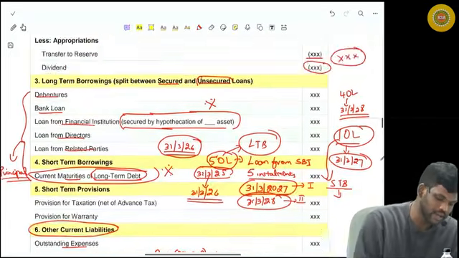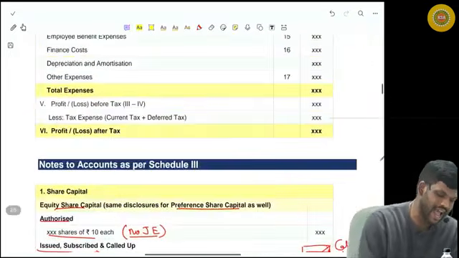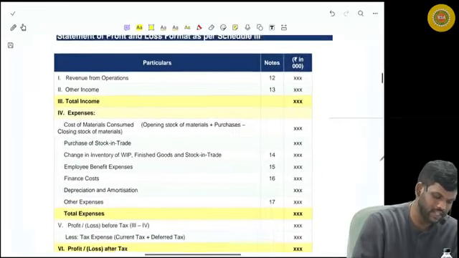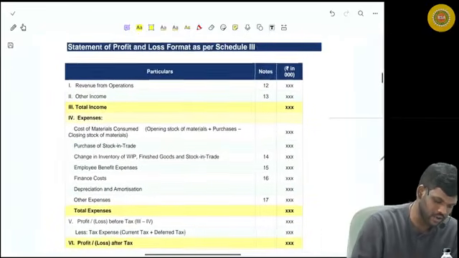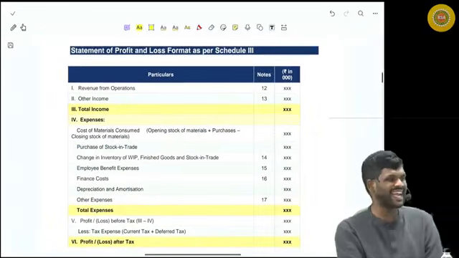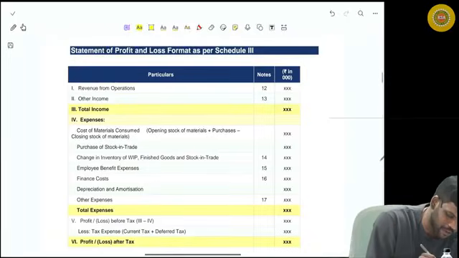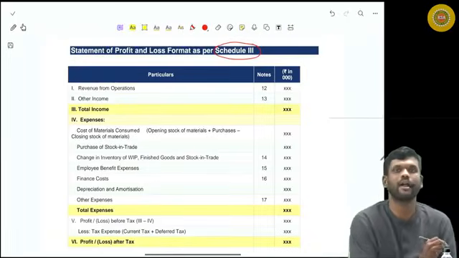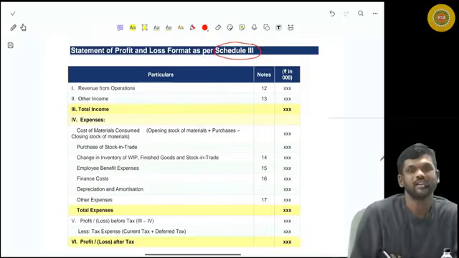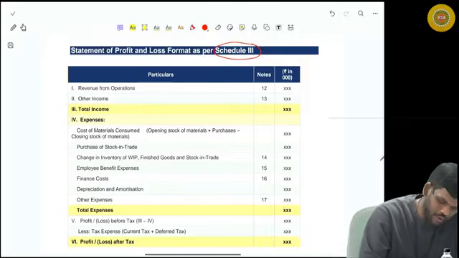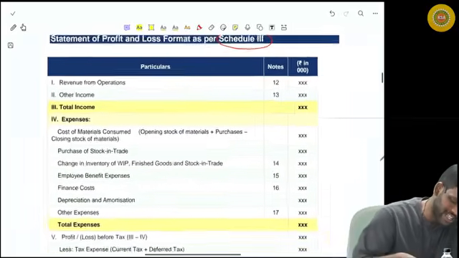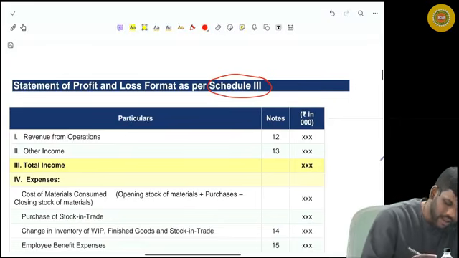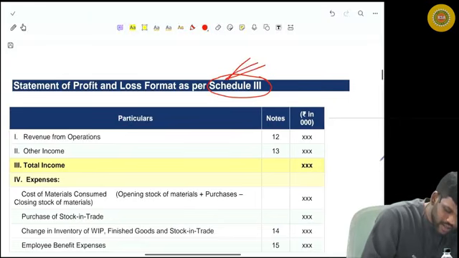So this is the balance sheet phase and the notes to accounts for that balance sheet. Preparing the balance sheet alone is not enough. We should also prepare the statement of P&L as per the Schedule 3 format, guys. This is one point which I want you all to remember. In Schedule 3, if you see, there are 3 divisions: division 1, division 2, division 3.